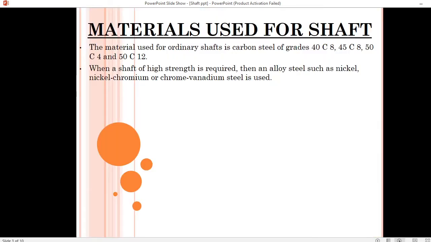Next, what are the materials used in a shaft? For a normal or ordinary shaft, carbon steels are used of grades 40C8, 45C8, 50C4 and 50C12. And where high strength of shaft is required, alloys such as nickel chromium or chromium vanadium steel are used.